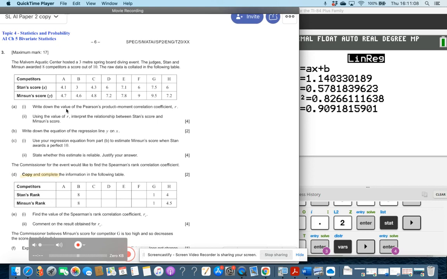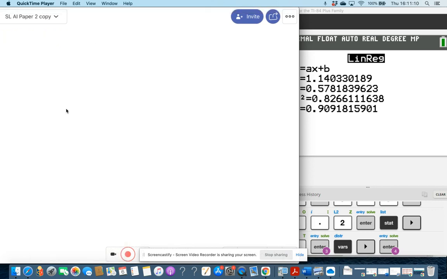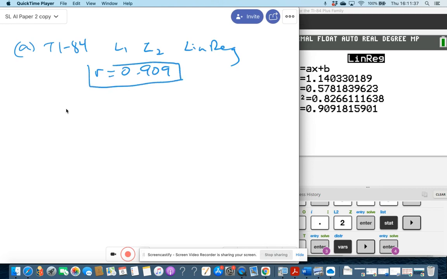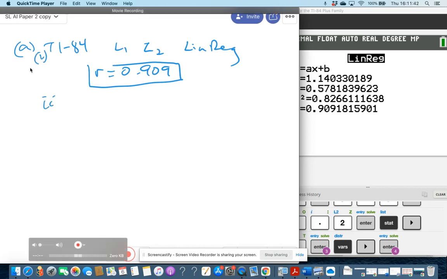So I might put some workings in here that I used the TI-84, and I did List 1, List 2, Stan and Min Sun, and then I did a LinReg, and then I got R equals 0.909. There are 4 points total on this section, so I want to show some kind of workings here. That's part i, double i.